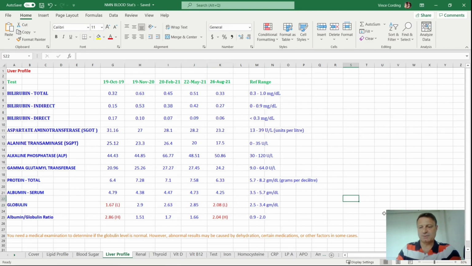So I looked up globulin. And one of the reasons that this number could be low is through dehydration. So in the Emirates, it's difficult not to be dehydrated in the summer months. From probably May, June, July, August, September, and into October, it is extremely hot here. And unless you're constantly taking on water, you will be dehydrated.